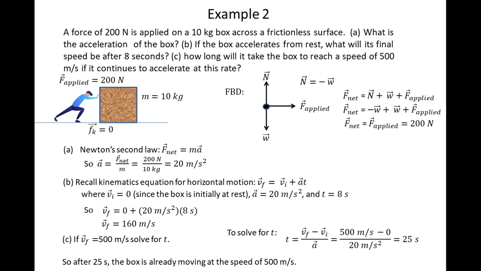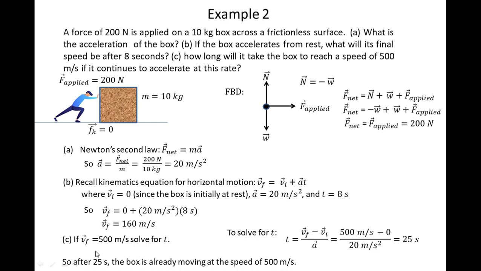We can calculate the final velocity after 8 seconds by making use of the kinematics equation for the horizontal motion, especially this equation. In which we substitute the values of the initial velocity, which is 0, the acceleration equal to 20 meters per second squared, and the time, which is 8 seconds. Thus, after 8 seconds, we can see here that the box is now moving at 160 meters per second.